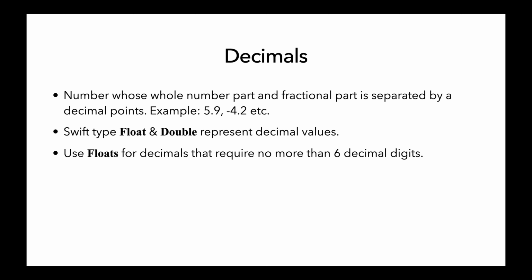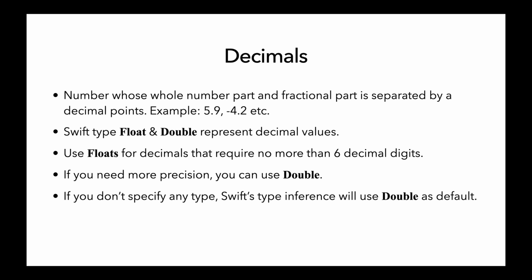You can use Floats for decimals that require not more than 6 decimal digits. If you need more precision, you can use Double. If you don't specify any type, Swift's type inference will use Double as default.